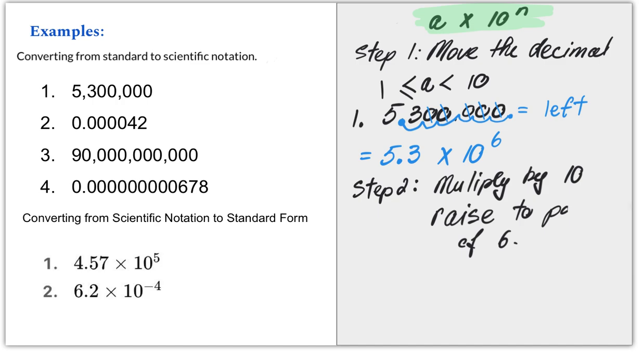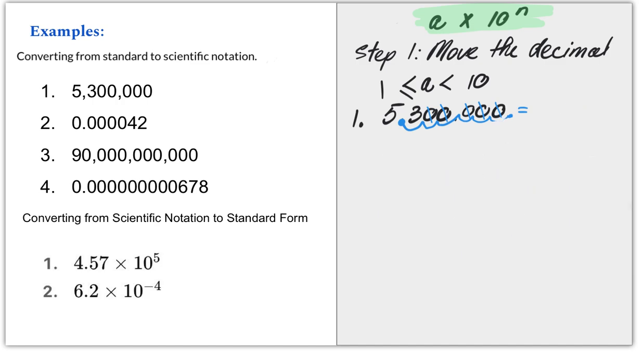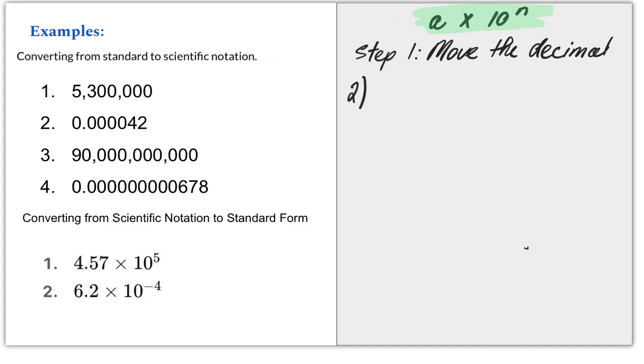Let's erase this and try our second example. I'm not going to erase the move the decimal because we are still going to do exactly the same thing. So our second example is 0.00042.